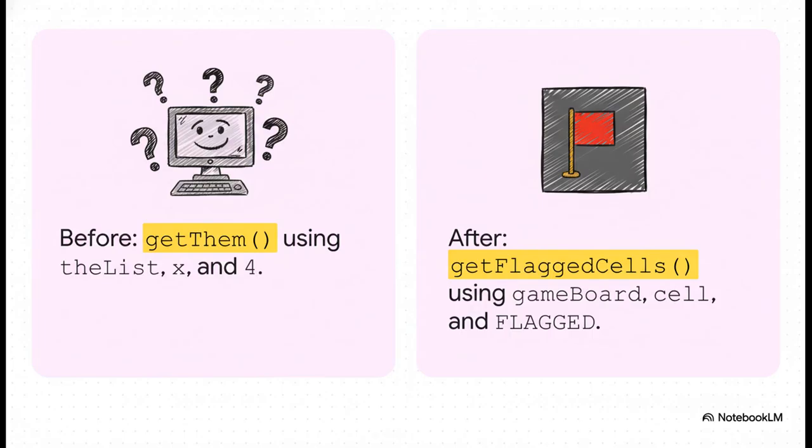Okay, let's jump back to our mystery function. What if I told you this code is for a game of Minesweeper? Suddenly we can start adding some real context. The list, that's actually the game board. Each item, X, that's a cell. And that magic number 4, well, that's just the status for a flagged cell. Look at that. Just by renaming a few things, the code is already starting to tell us a story.